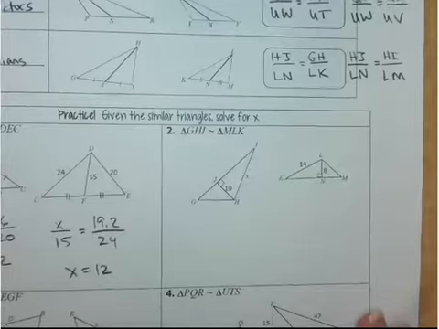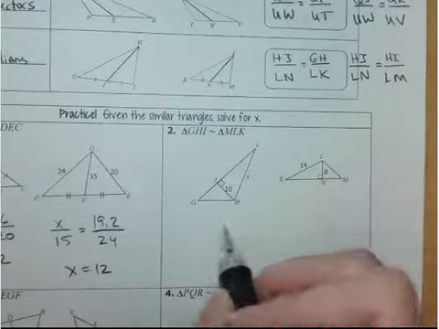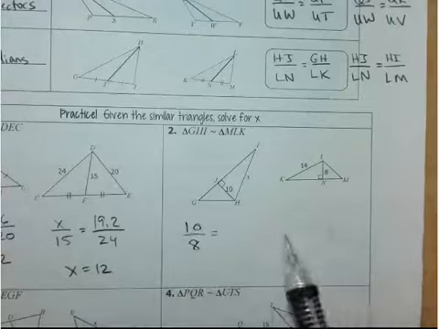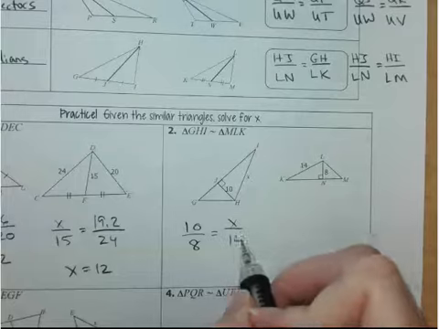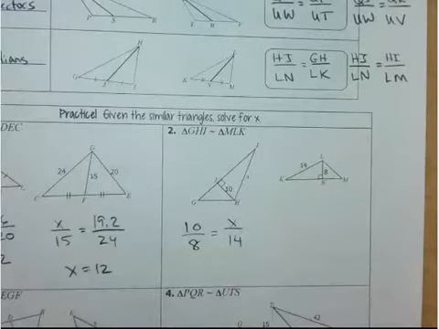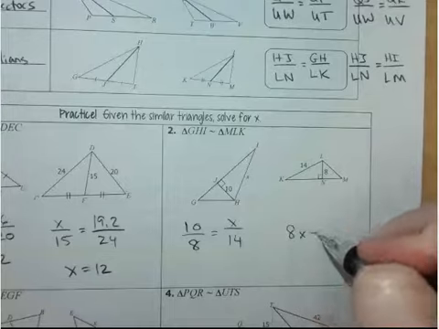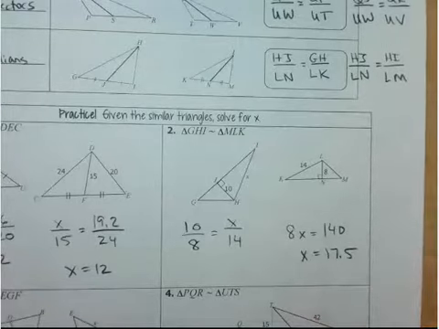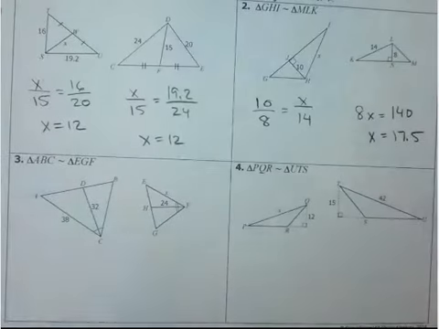All right, and then I'm going to do one more here. For this one, we have the altitude situation. So we're going to say 10 is to 8, and then here they only give us those side lengths. So it's going to be x is to 14. And we're going to cross multiply, and we get 8x is equal to 140. x is equal to 17.5. All right, so I'd like for you to go ahead and do number 3 and 4 on your own. Pause the video, and then I will put the answer up.